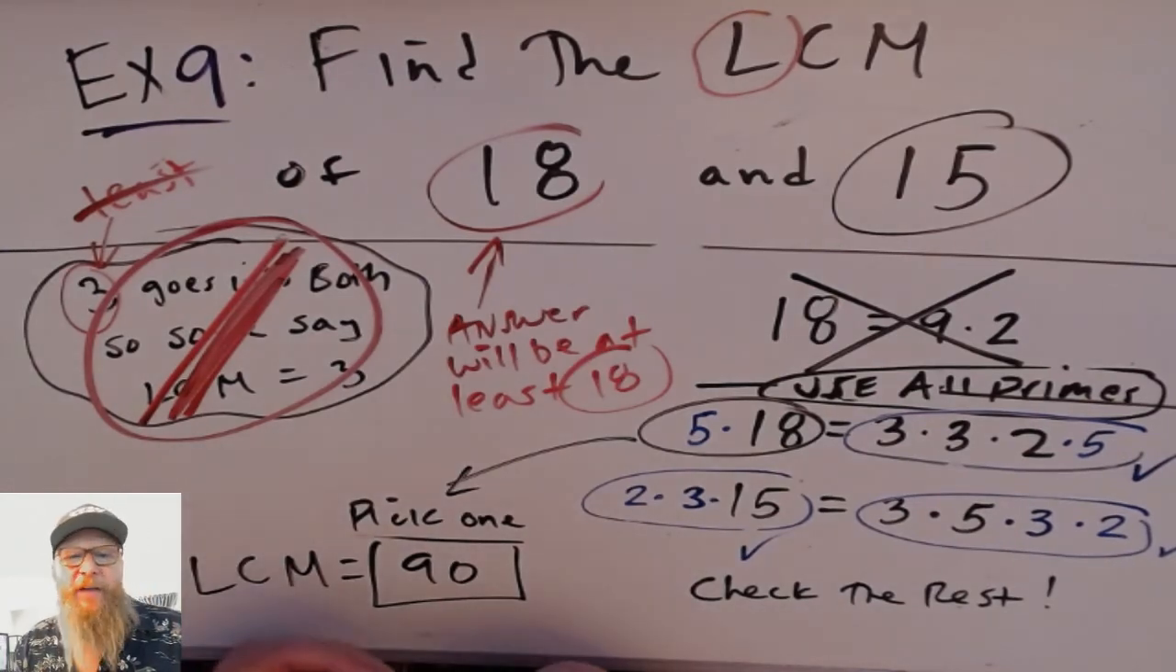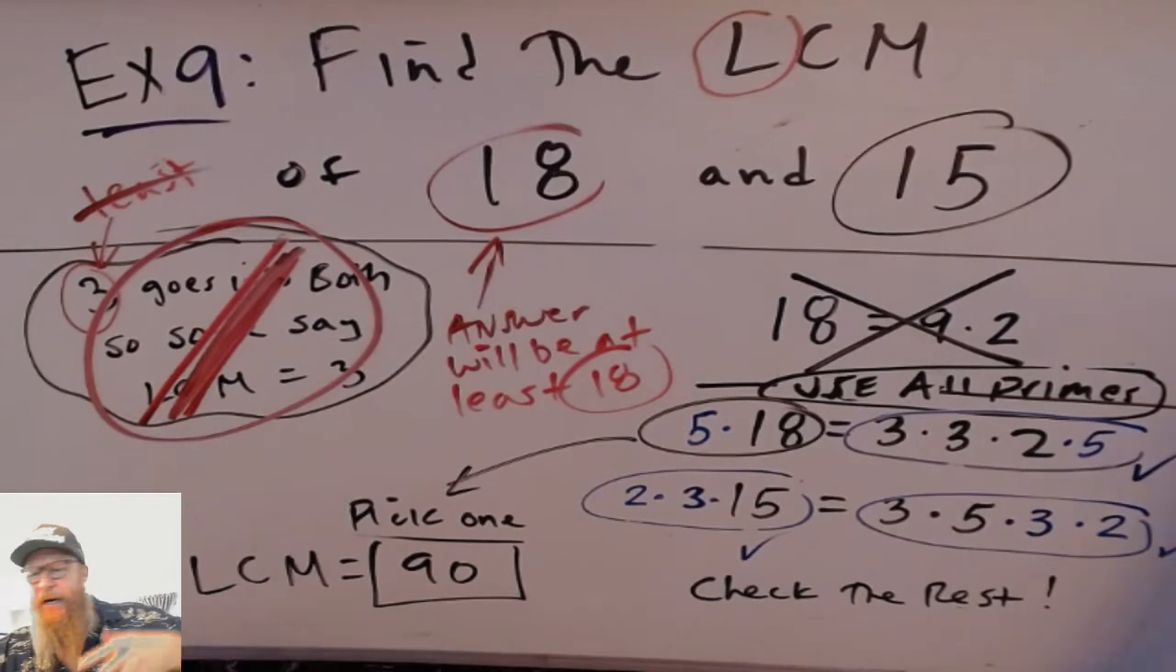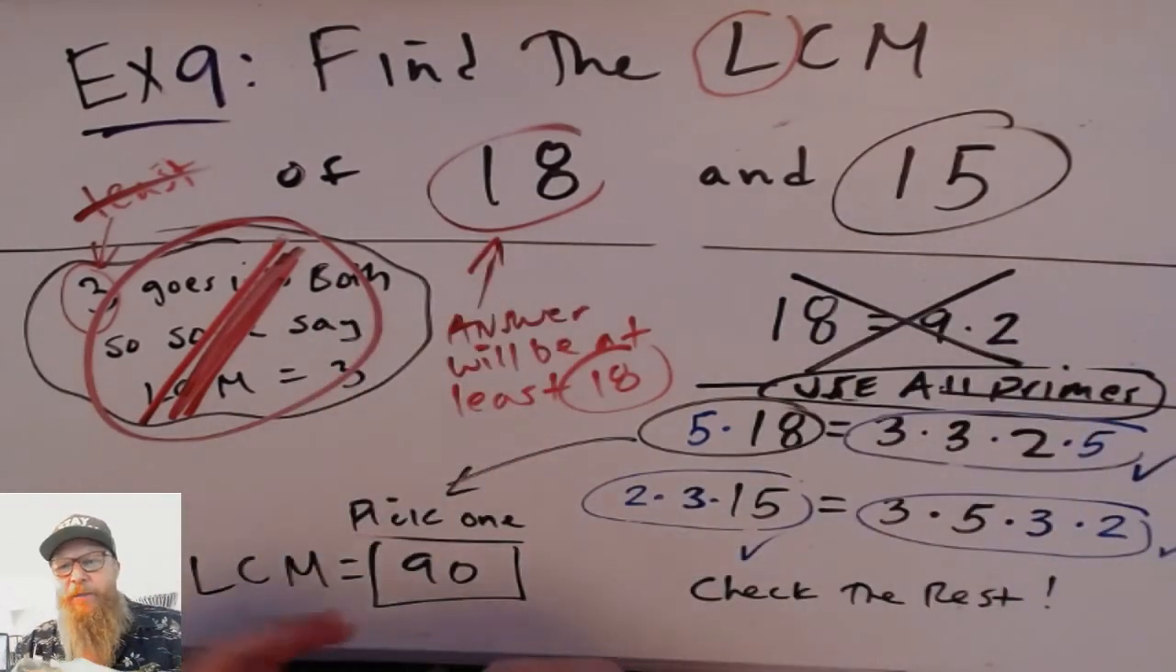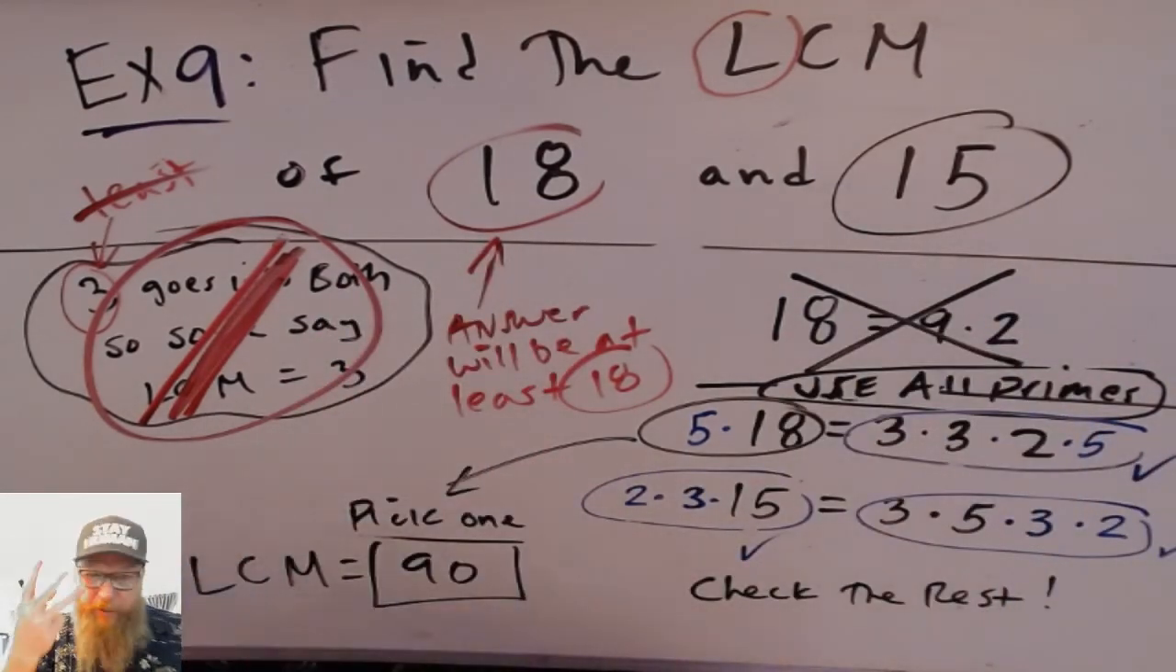Okay, so that's how you find the LCM. Once you can find the LCM with 2 numbers, then we'll move on to finding the LCM with 3 numbers.